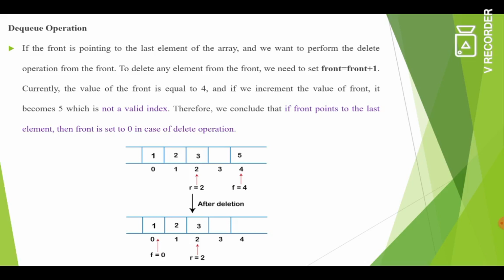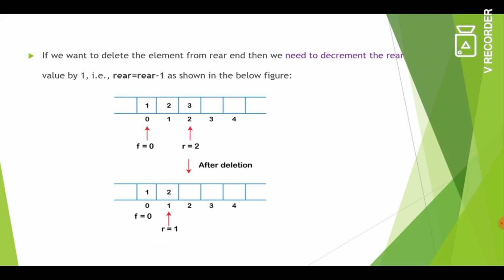After deletion, front should be incremented by 1, which gives you the value 5. We know this is not a valid index, so you have to set front as 0. So the rule is, if front points to the last element and if we are deleting the last element, then you have to set front as 0 after deletion.